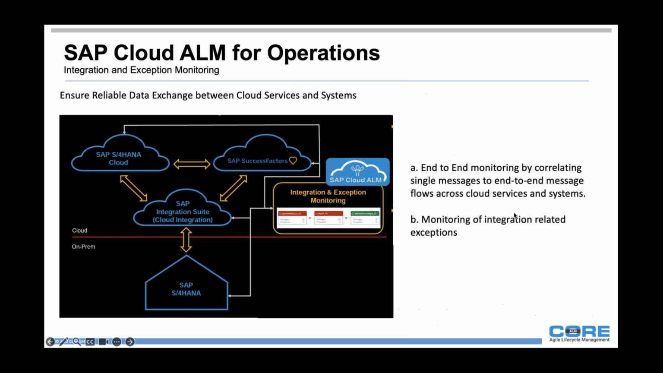So let's move to integration and exception monitoring. As I said, you will have an end-to-end monitoring correlating each of the messages passed across your current solutions. So let's say you have an on-premise system, and then you have a CI cloud integration, which integrates your cloud solutions with your on-prem system, so that you could have an end-to-end monitoring based on your message flow. Also, related exceptions of that message flow can be monitored using ICM.